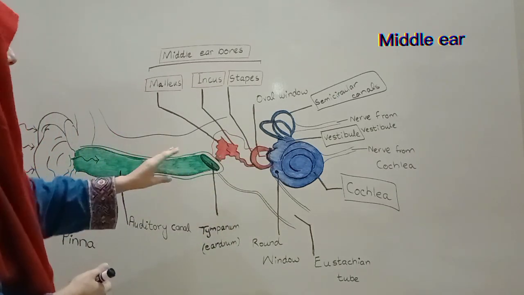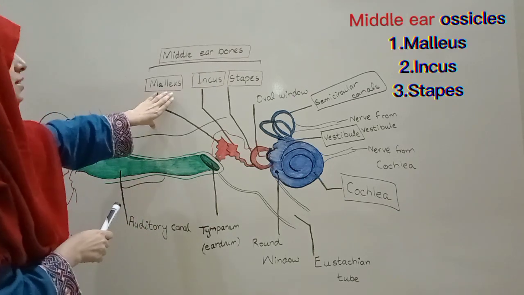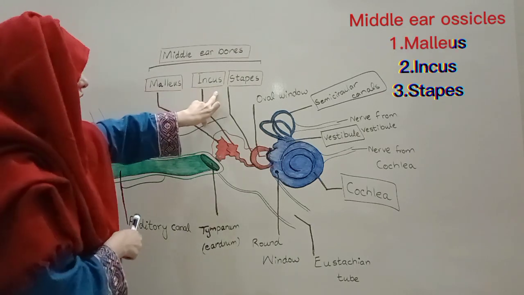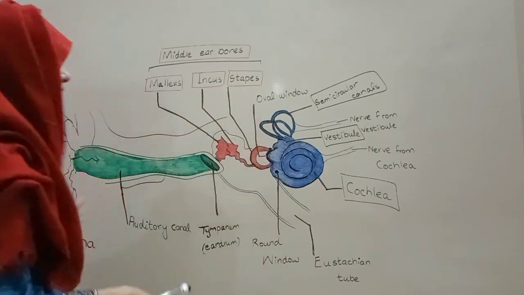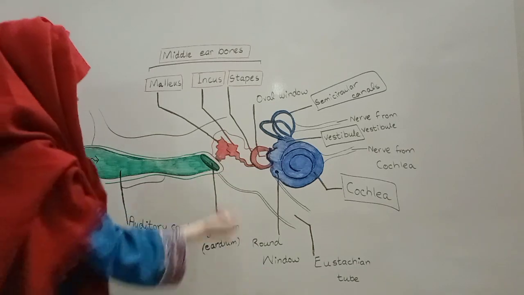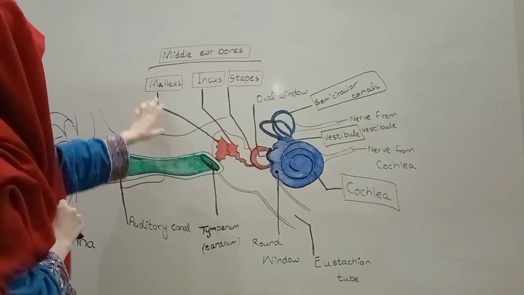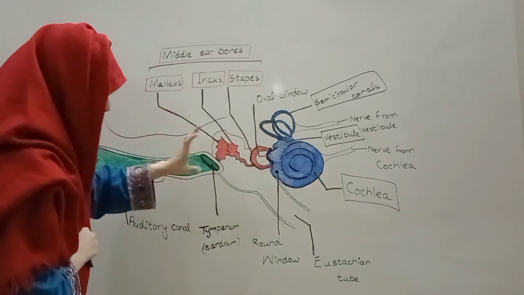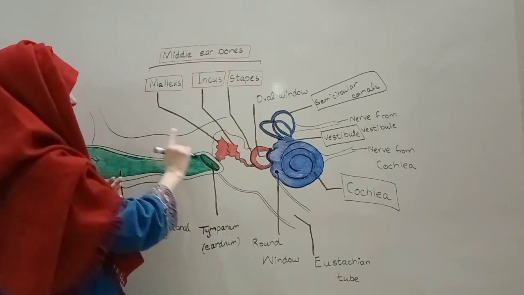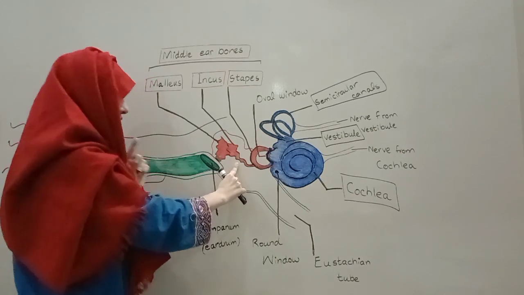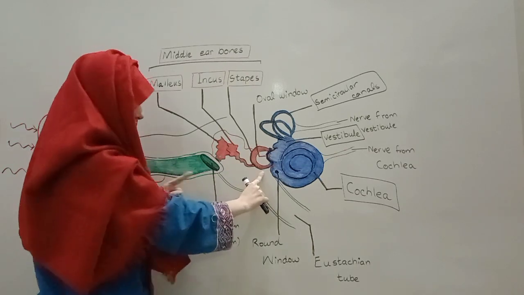The middle ear consists of three movable bones. The first one is the malleus, the second one is the incus, and the last one is the stapes. These three bones are movable and they are present in a chain. You can see the chain: first, second, and third. The first bone, the malleus, is attached to the eardrum. Then comes the incus, the second bone, and after that the last bone, the stapes.